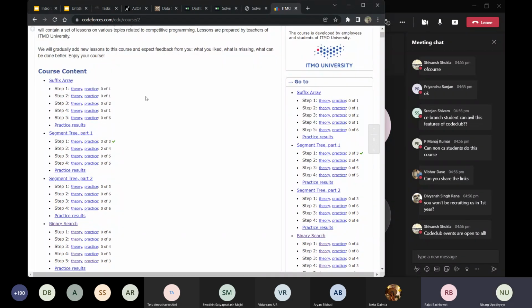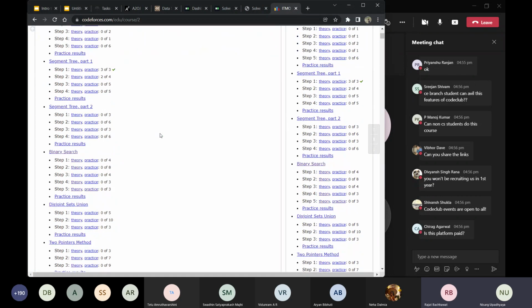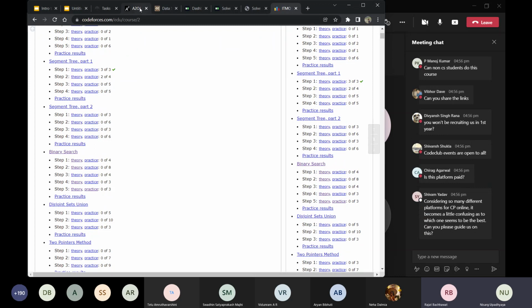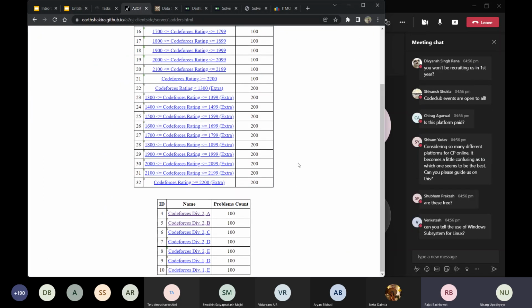They even have an edu section which has several things like suffix arrays, segment trees, etc. But these are a bit high level stuff. And other than that, we have A2OJ ladders. Like all these resources which I am showing right now are completely free. And this is actually a very good thing. These are called A2OJ ladders.